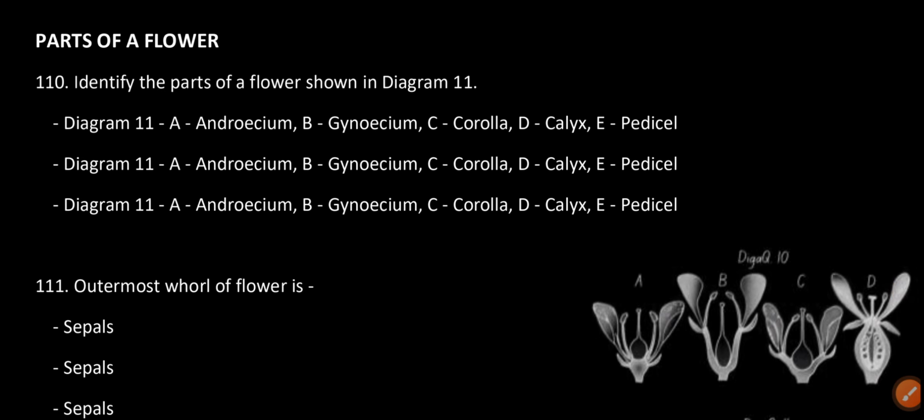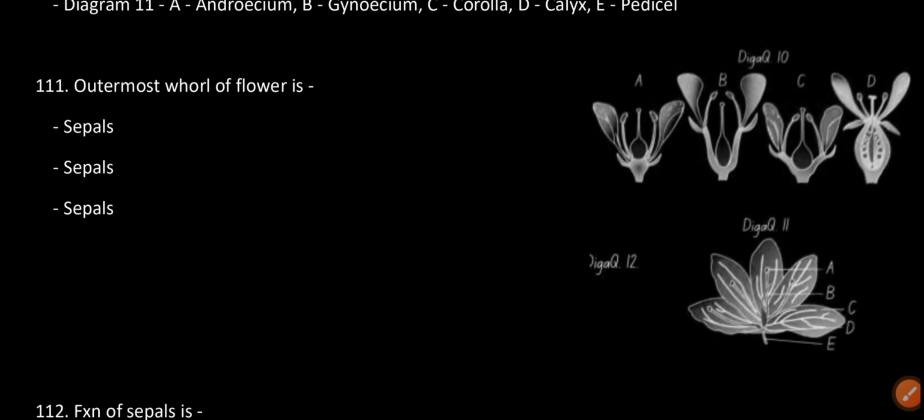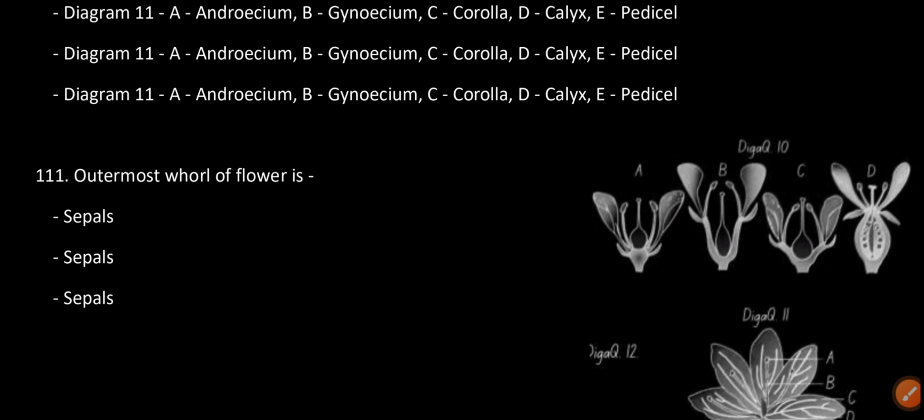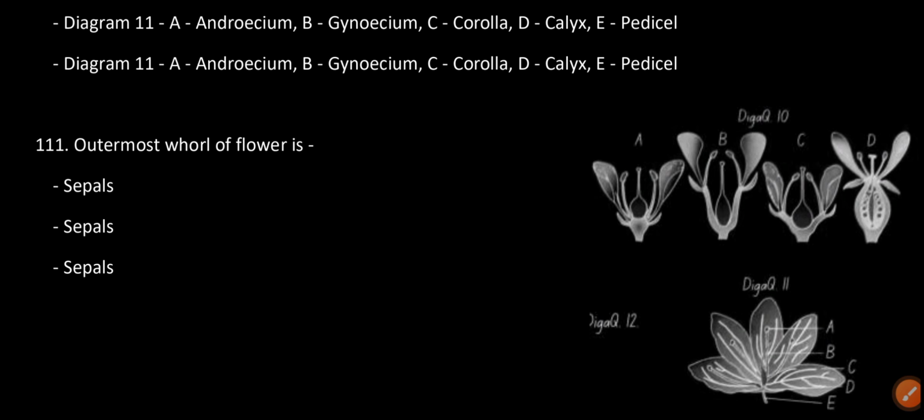Parts of flower. Identify the parts of flower shown in diagram 11. A is androecium, B gynoecium, C corolla, D calyx, E pedicel.